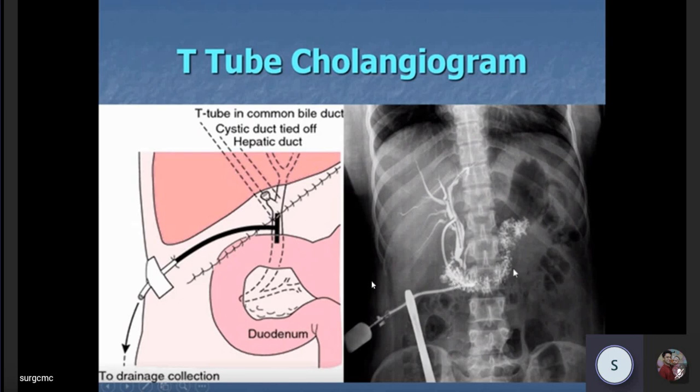So that means first, there is no leak. That means my repair is perfect. Second, dye is going freely into the jejunum. That means I have not left any stone in the common bile duct system. And intra and extrahepatic biliary radicals are not dilated either. I am happy. I haven't done any surgical misadventure.